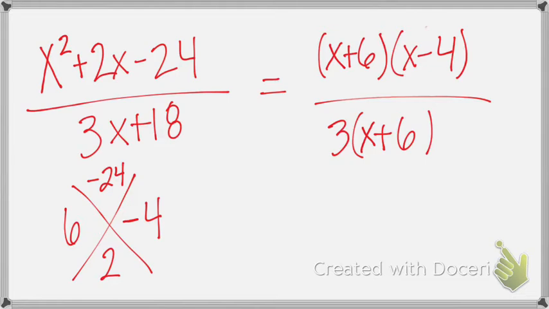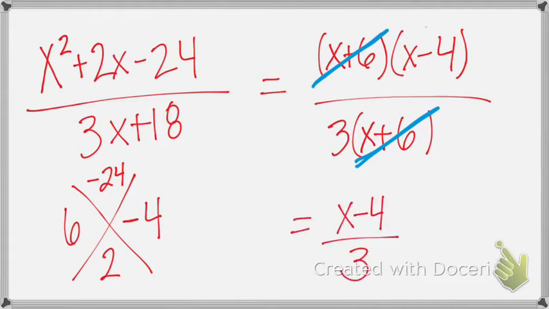So you look, is there something on the top and the bottom? x plus 6. So what can I do with those? I can cross them out. And I'm left with x minus 4 over 3. So, on your paper, what is that? It's A. Good.